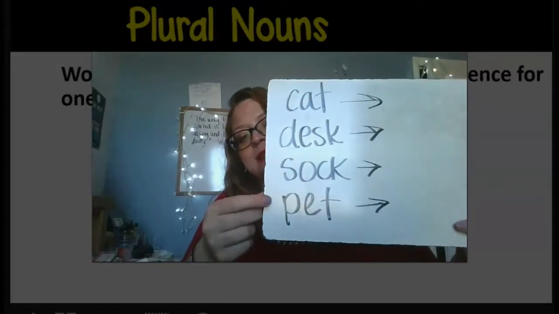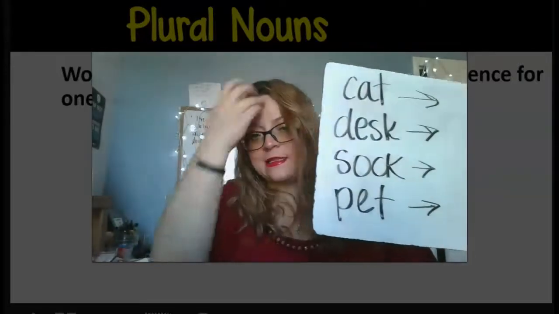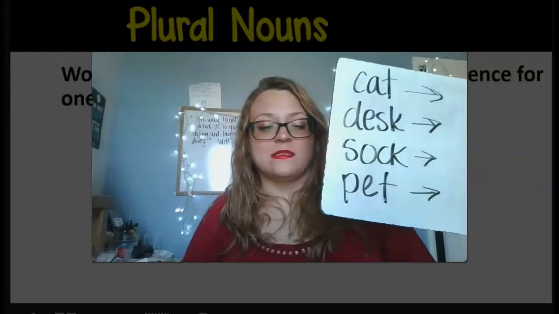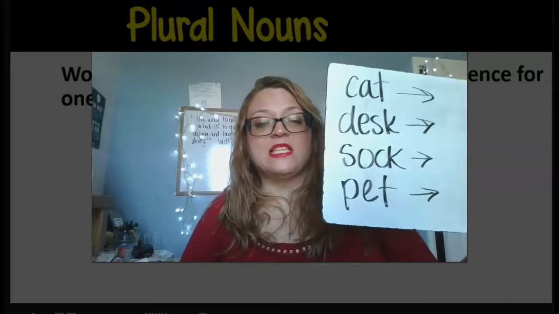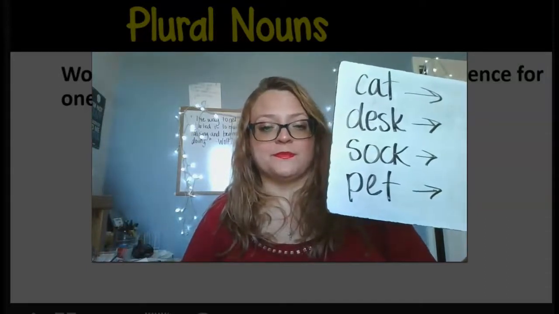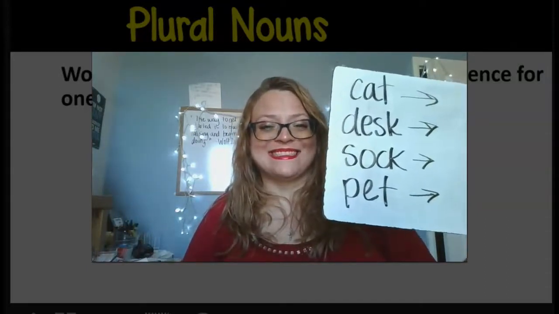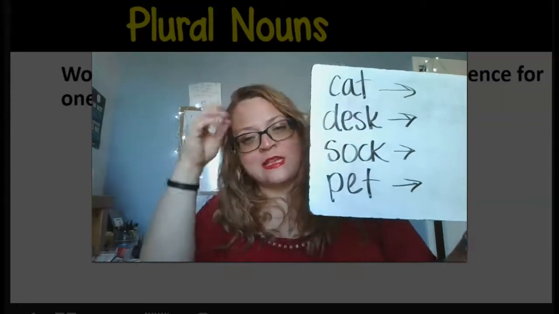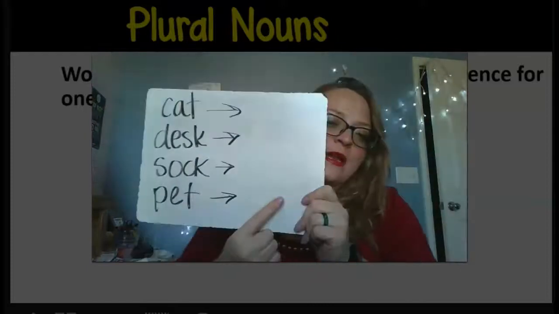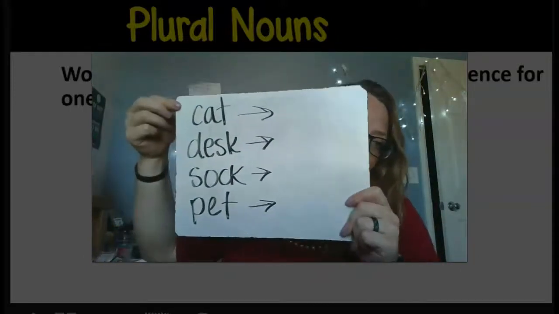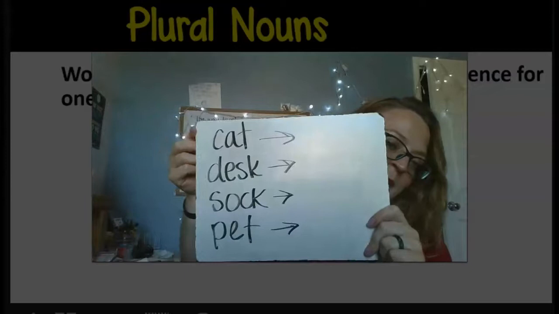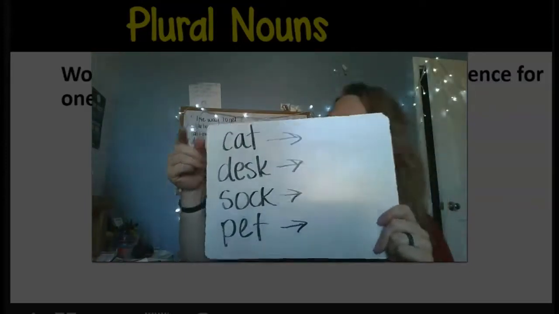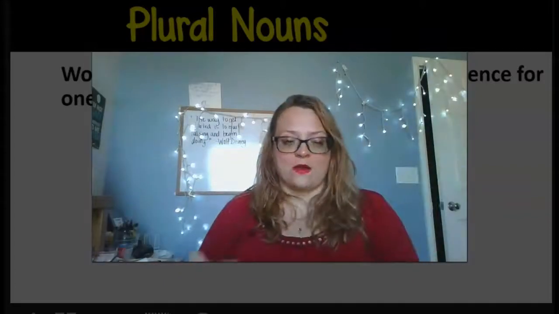Now, this isn't the action pet. It's not I pet my cat. This is my cat is my pet. My dog is my pet. So as soon as yours looks like this, then over here we're going to write the plural. So I have 1 cat, but we might have many cats. What letter makes that S sound?